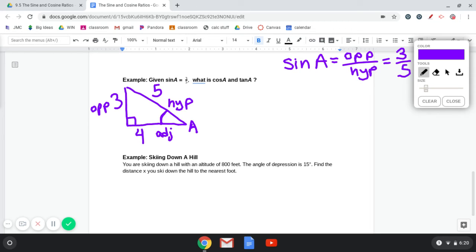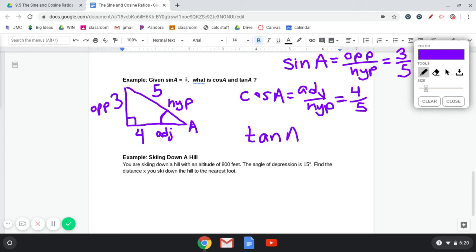So now you have a triangle, and now we have the adjacent side, so we can find cosine of A and tangent of A. So cosine is the adjacent side over the hypotenuse, which is 4 over 5, or 0.8, if you will. Tangent of A is the opposite side over the adjacent side, which is 3/4, or 0.75. So that's how you go about solving for those and finding those ratios.